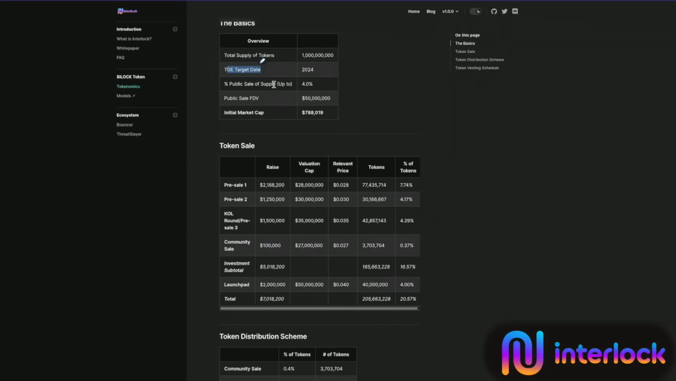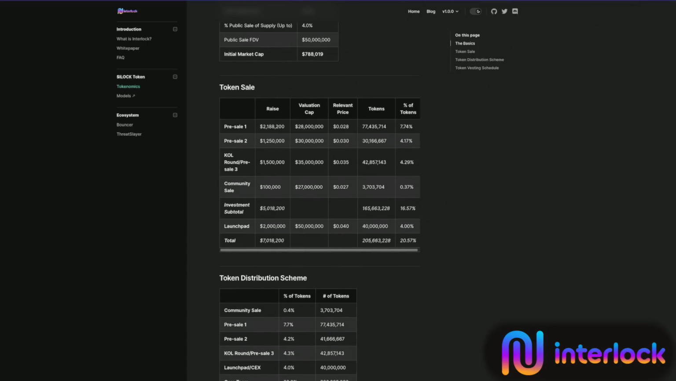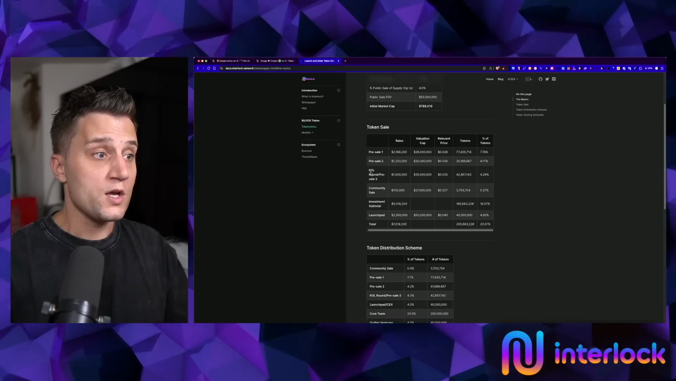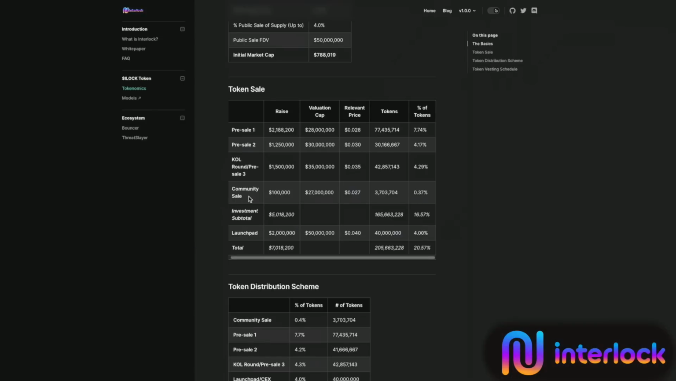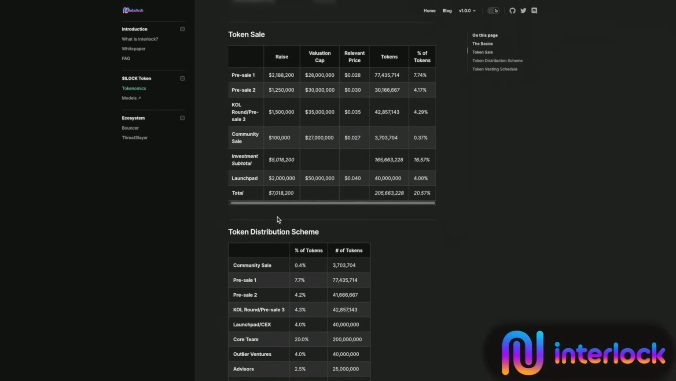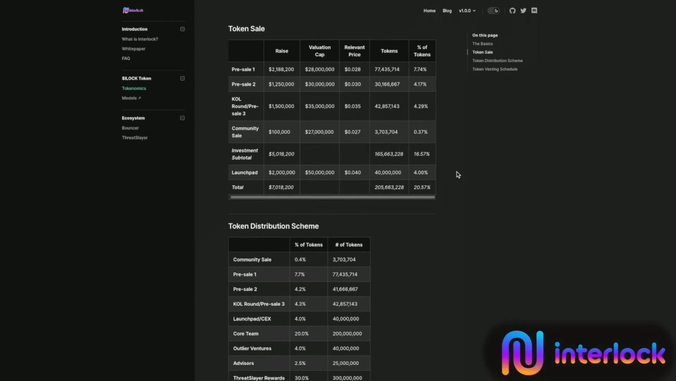The public supply is 4%. Public sale FDV is $50 million. Initial market cap is $788,000. Pre-sale 1 was 7.74% of the supply, pre-sale 2, 4.17%. The third part is KOL, the key opinion leaders of the market, that is 4.29%. These are like influencers, partnerships, things like that. Then the community sale, which is 0.37%. Investment subtotal is 16.57%. The launchpad is 4%. And the total of all that is 20%.